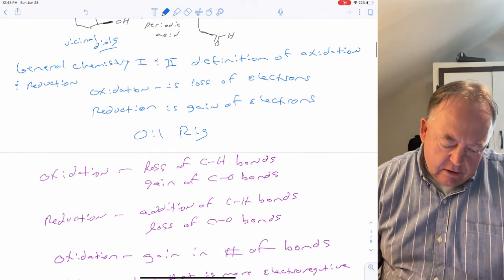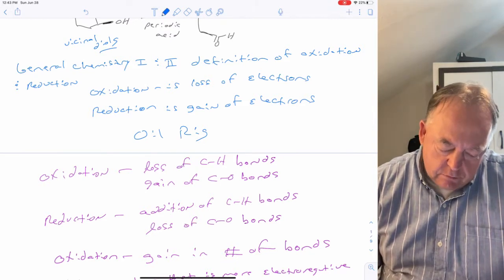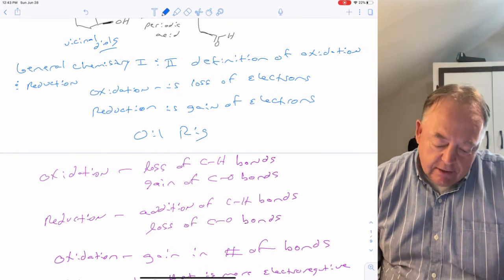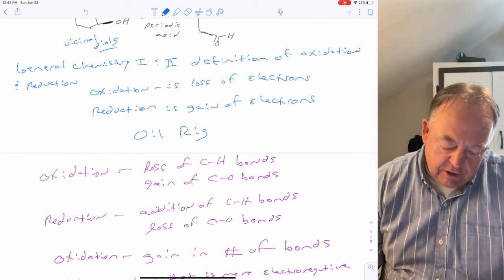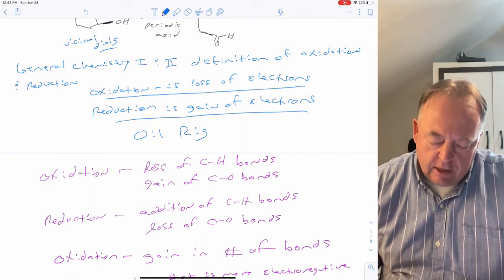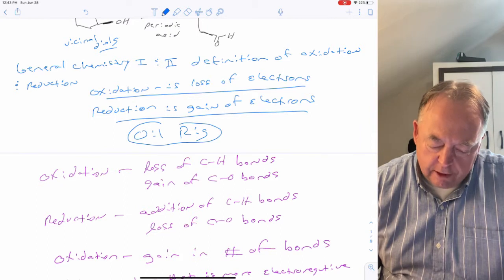Okay, so before we get into those reactions, let's just talk a little bit about oxidation and reduction. So from General Chemistry 1 and 2, we talked about oxidation and reduction reactions a lot. So in the general chemistry definition, oxidation is defined as the loss of electrons, and reduction is defined as the gain of electrons. So if you remember the acronym OIL RIG.